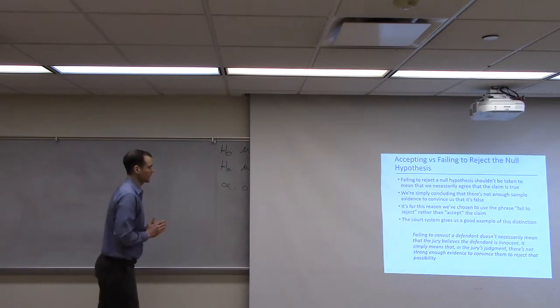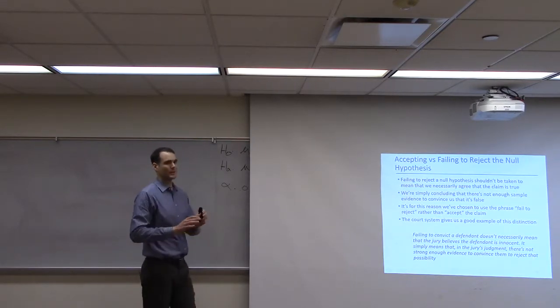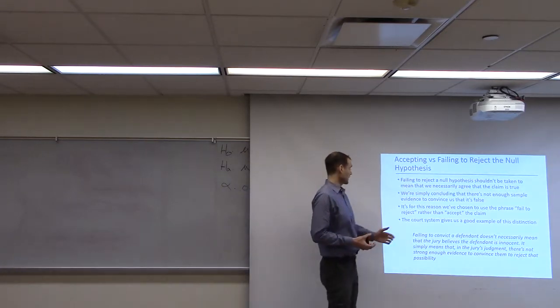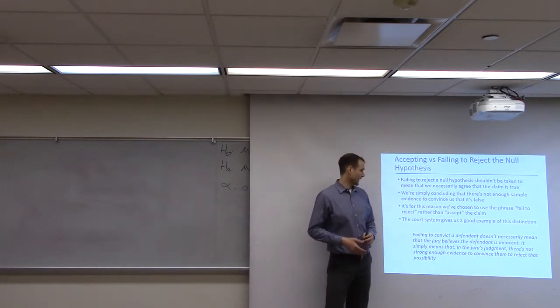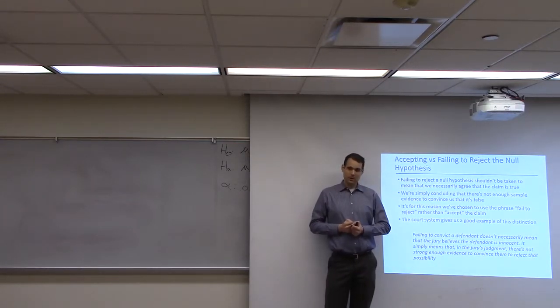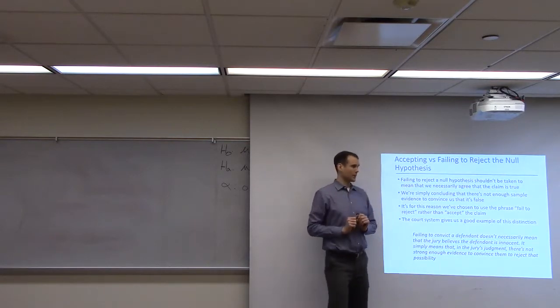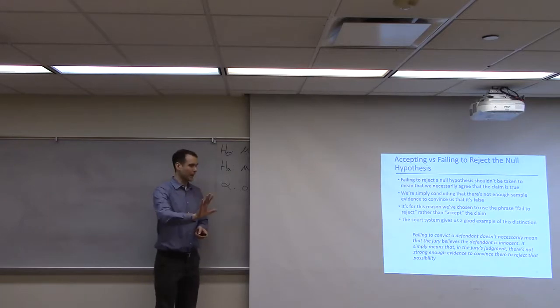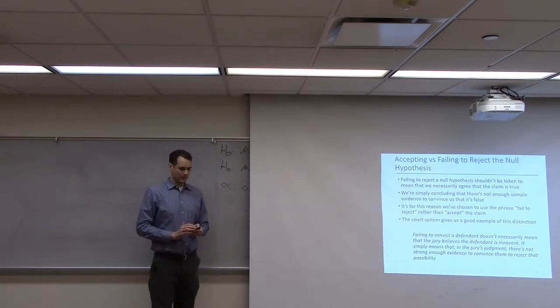Okay, so we talked about accepting versus failing to reject. We just say we fail to reject. Your textbook gives this interesting example. Failing to convict a defendant doesn't mean we believe that the jury believes the defendant is innocent. The jury is just saying not enough evidence to convict. Same logic with fail to reject the null hypothesis.